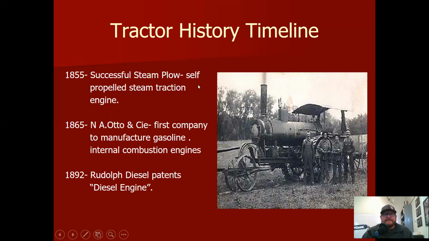In 1855, the steam plow, a self-propelled steam traction engine, was created. You can see a little picture of that there. Then in 1892, Rudolf Diesel patented the diesel engine.